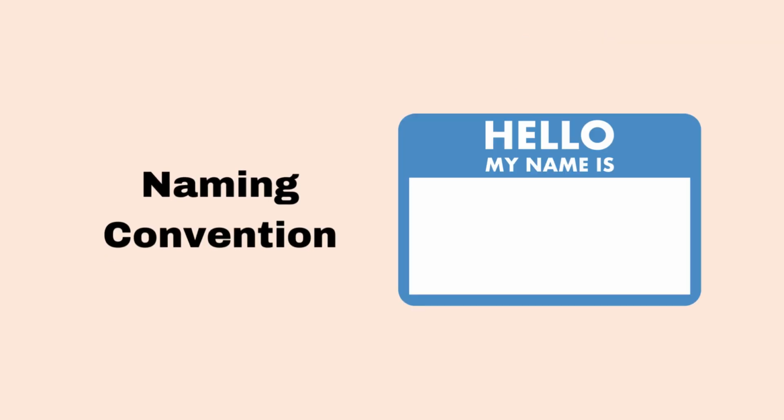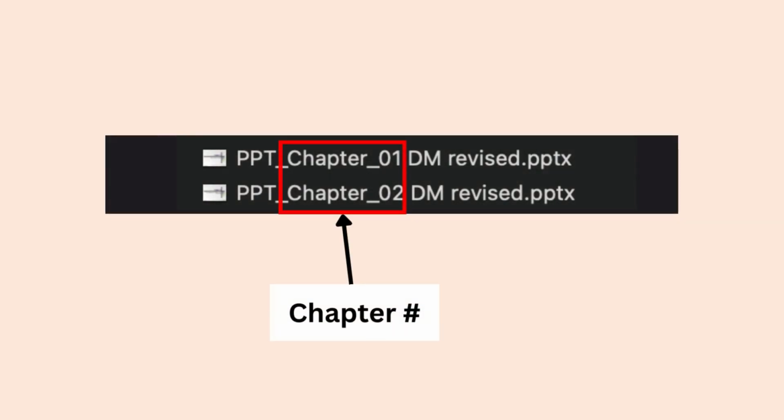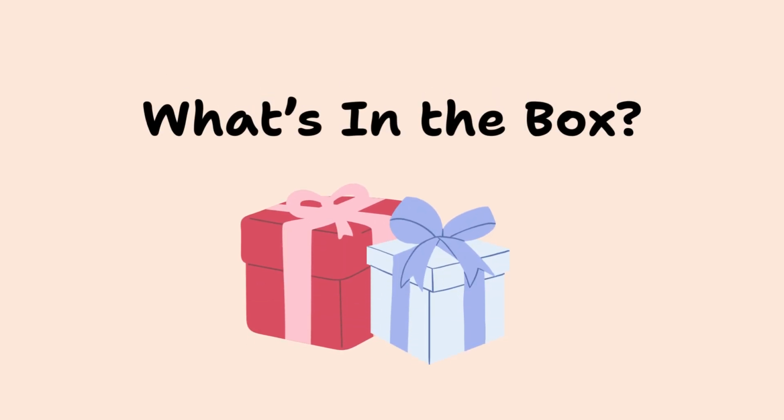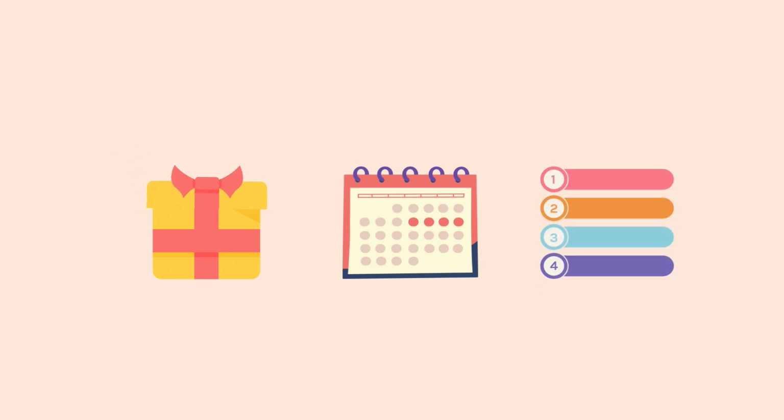Now let's develop the naming convention of each file. For example, here are some PowerPoint slides. You can see each of them only has the chapter number. Thus, you can't quickly tell what each file contains. Instead, you have to open the file or you need to refer to the class schedule or table of contents to find out what this PPT is about.